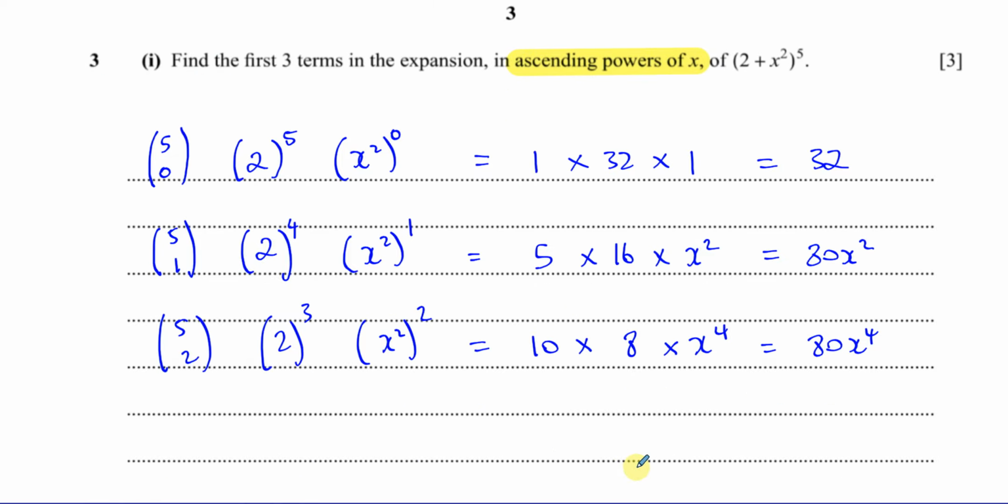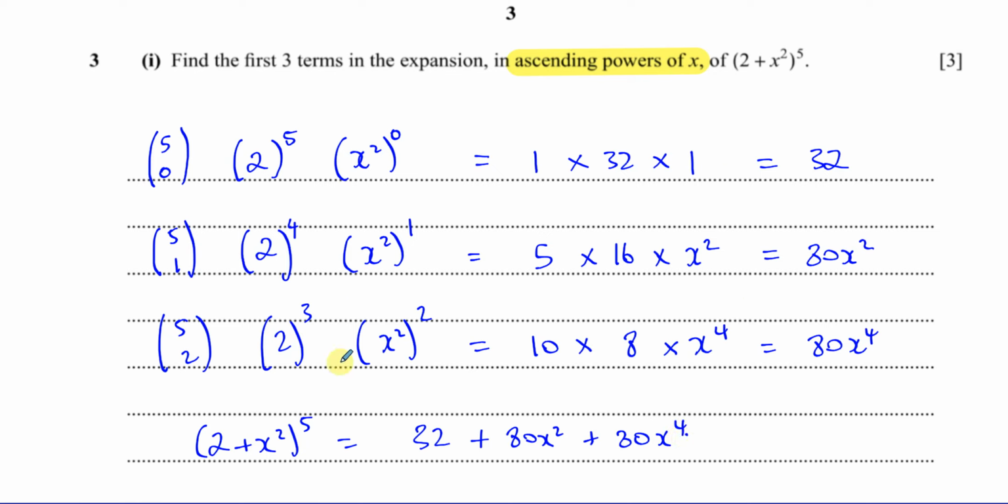We found the first 3 terms in the expansion, so we can say (2 + x²)⁵ is going to give us 32 + 80x² + 80x⁴. So there's the answer, the first 3 terms in ascending powers of x of this bracket. That's the answer to 3 part 1.